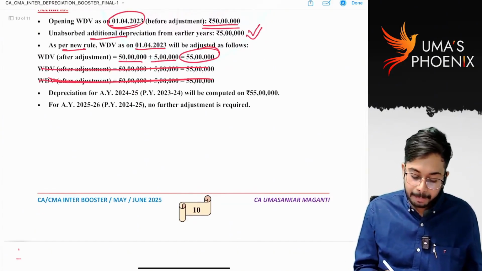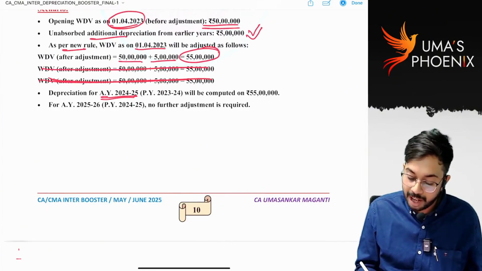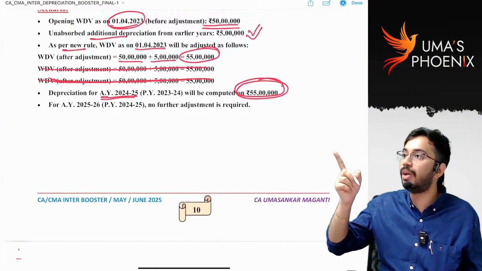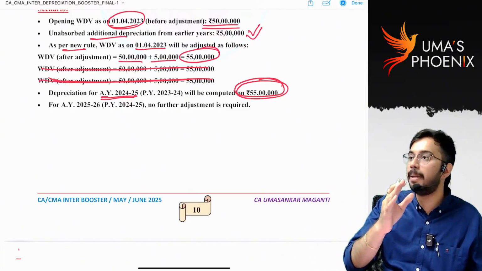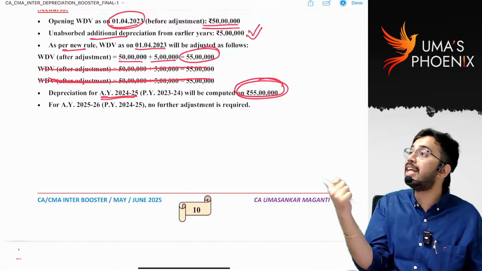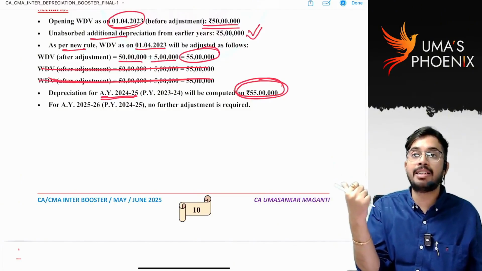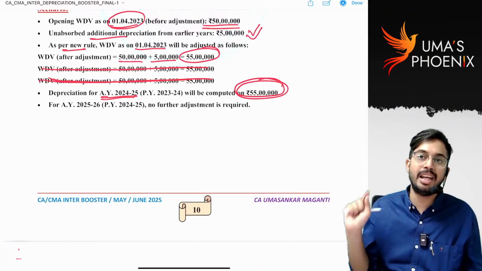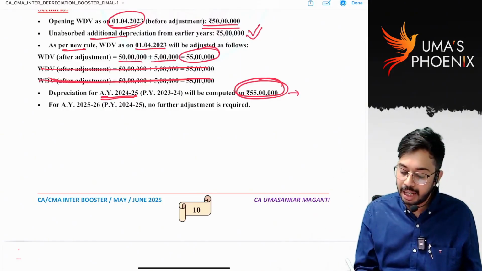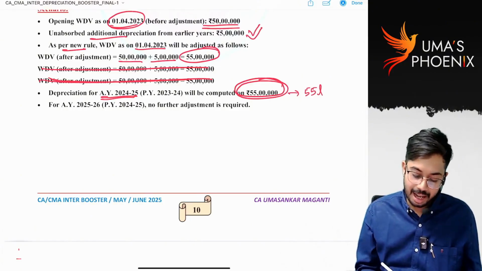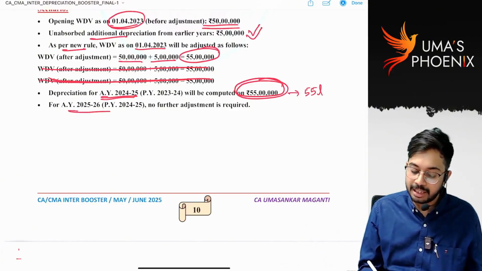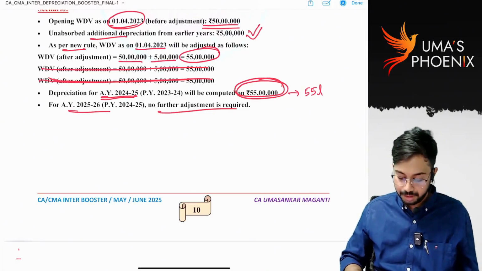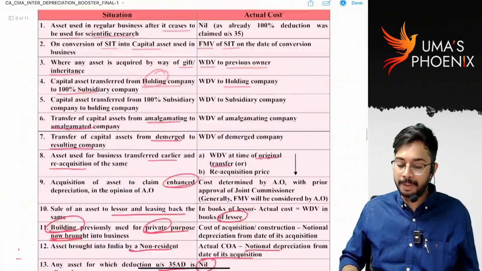Depreciation for assessment year 24-25 will be computed on 55 lakhs. See, opening written down value is 50 lakhs only, but we added back unabsorbed additional depreciation, right? So again it is getting depreciated. Whatever 5 lakhs unabsorbed additional depreciation, as it is added back to the block of assets, it is again getting depreciated. So we will calculate depreciation on 55 lakhs. For assessment year 25-26, no further adjustment is required. Is it clear? So this is all about the depreciation concept.